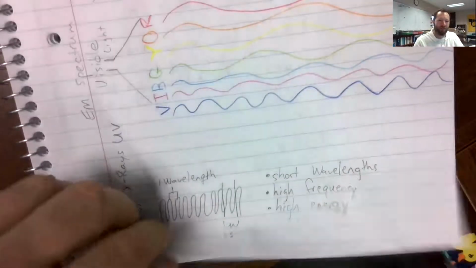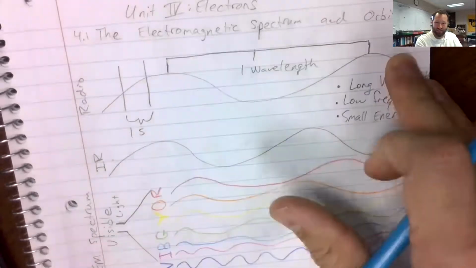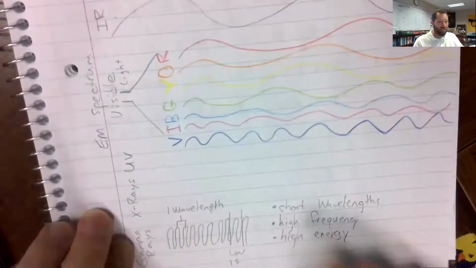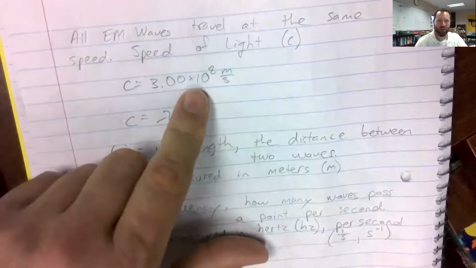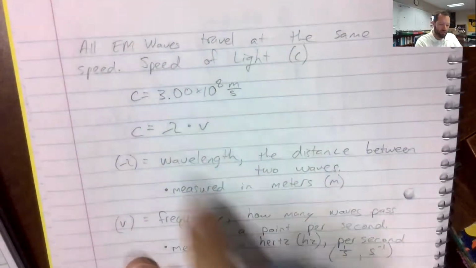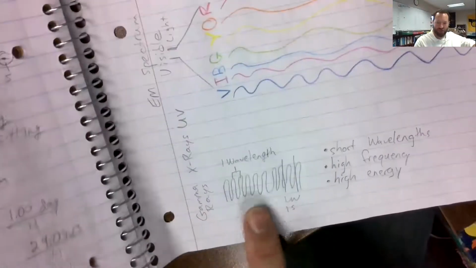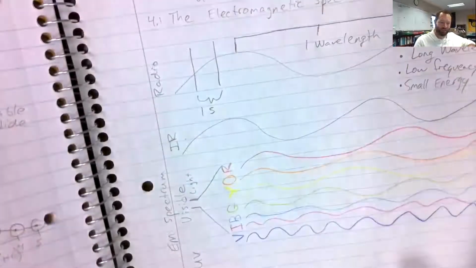Hey, keep in mind all of these waves, low energy, high energy, doesn't matter. They're all traveling at the same speed, the speed of light. So keep that in mind. They all travel at the same speed. I know it kind of looks like this one might be traveling faster, but he's not. They're all traveling at the same speed, the speed of light.